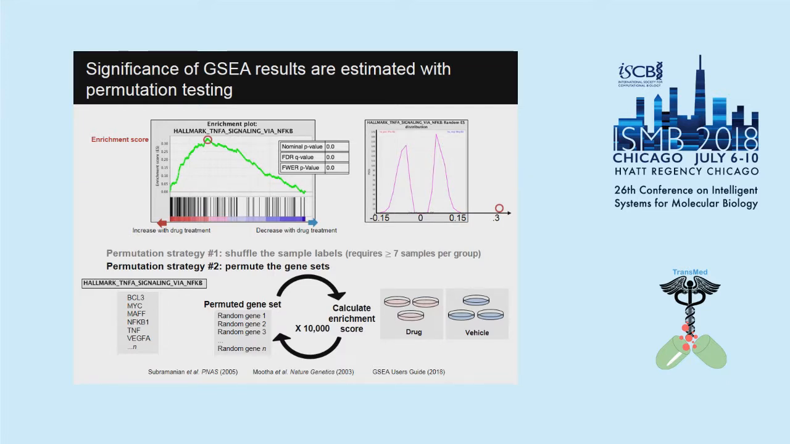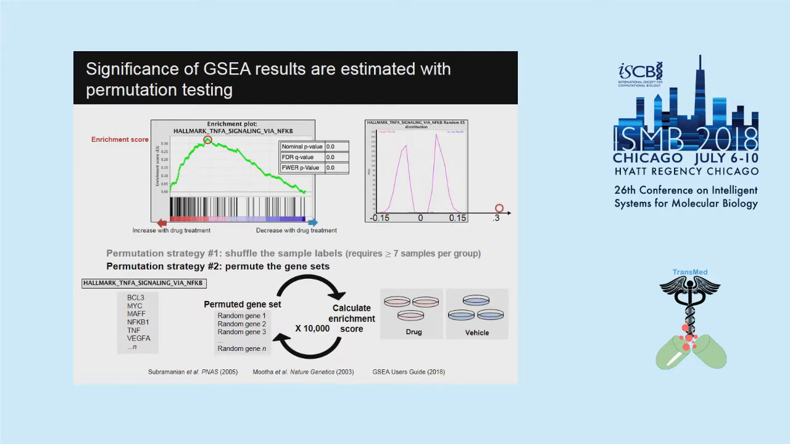Unfortunately, and I'm not going to go into this just in the interest of time, this method does require, and is recommended to be used only when you have 7 or more samples per group. So I'm not going to be talking about this one. Really what I'd like to focus on is permutation strategy number 2, which is permuting the gene sets. This algorithm in GSEA is called the GSEAPreranked algorithm with the gene set permutation.